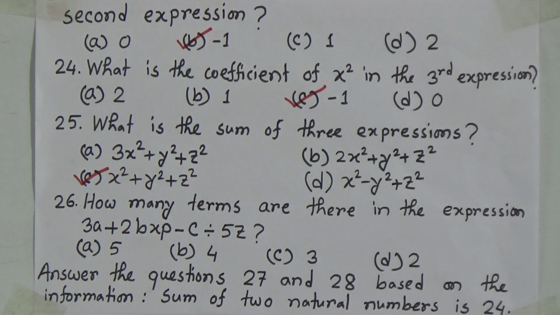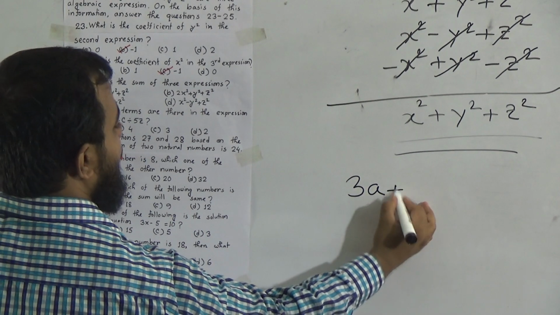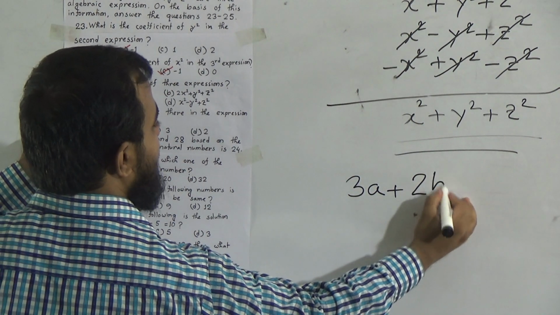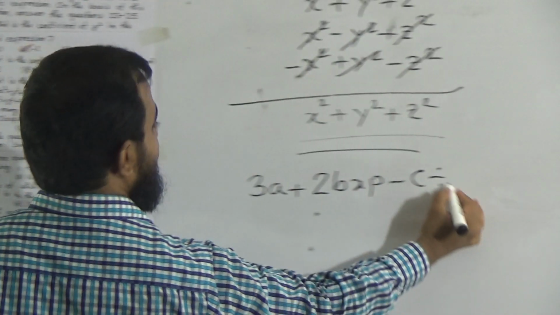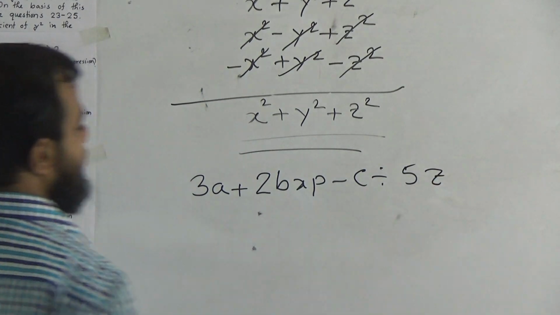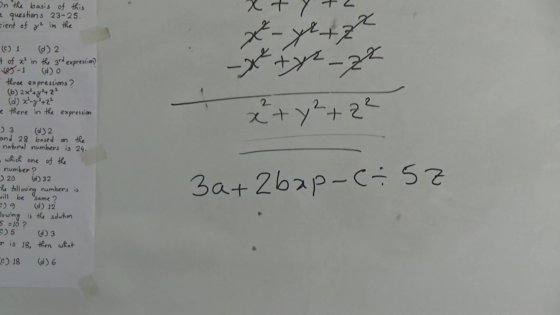Okay. Now, come to number 26. How many terms are there in the expression? We already learned how to find out the number of terms in an expression. Write down the expression first. The expression is thrice x plus 2bxp minus c divided by 5z. This is our expression. So we have to count how many plus signs and minus signs are there.